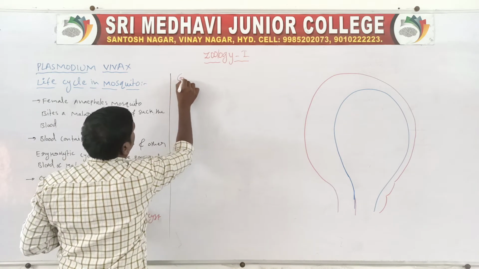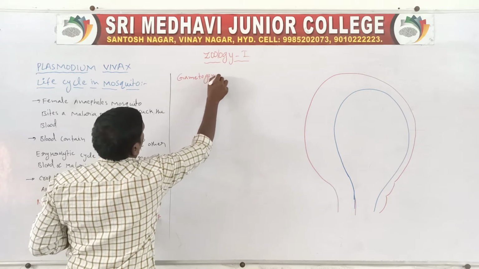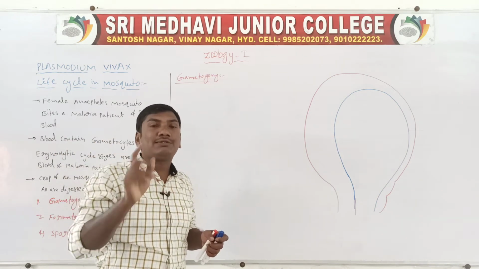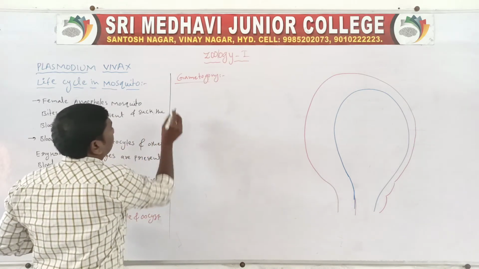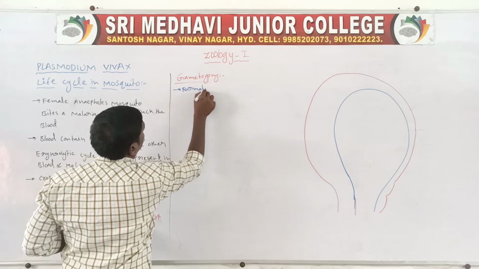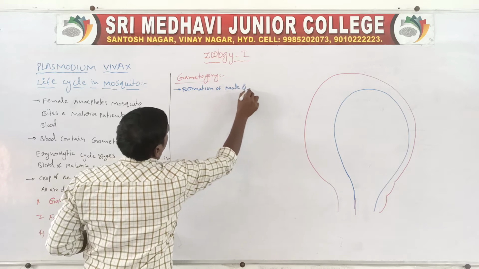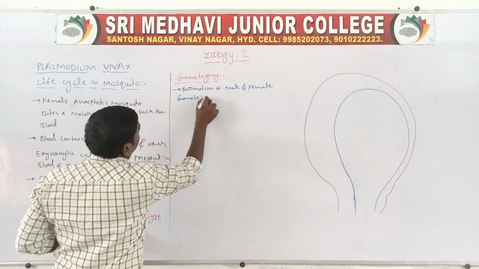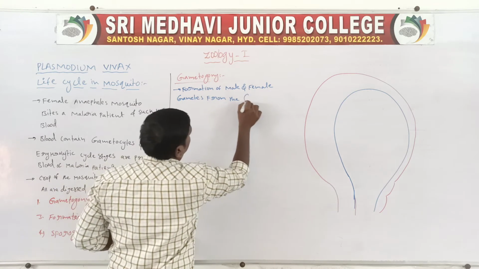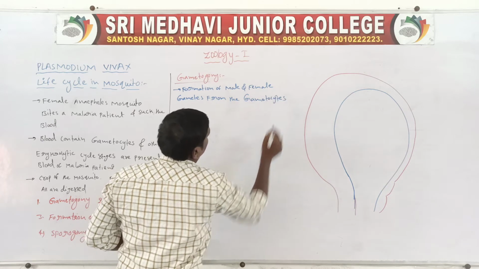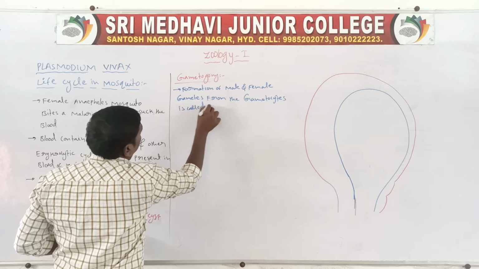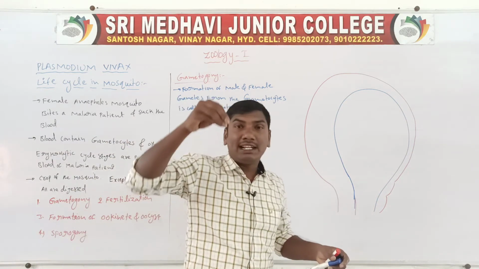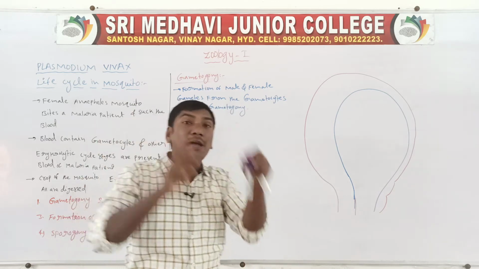First step, gametogamy. Gametogamy means the formation of male and female gametes from the gametocytes.